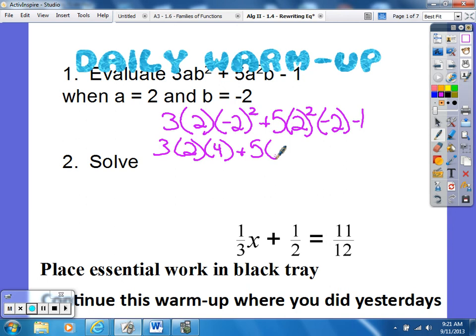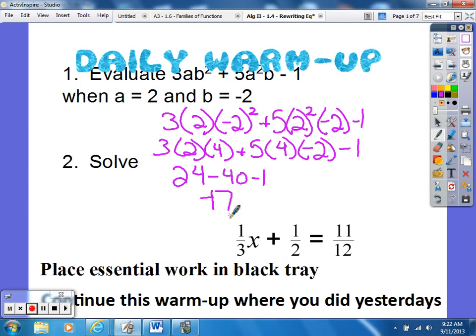What's 2 squared? 4. Look, they're the exact same thing when they're squared. Now we'll multiply. 3 times 2 times 4 is 24. 5 times 4 times negative 2 is negative 40 minus 1, which is negative 17. Any questions?